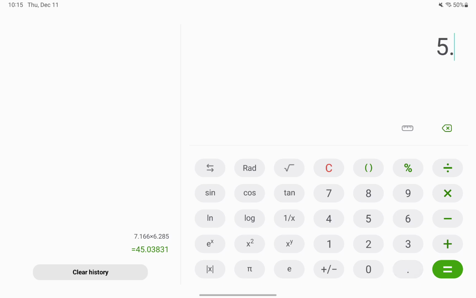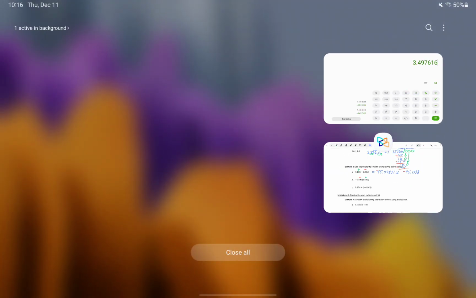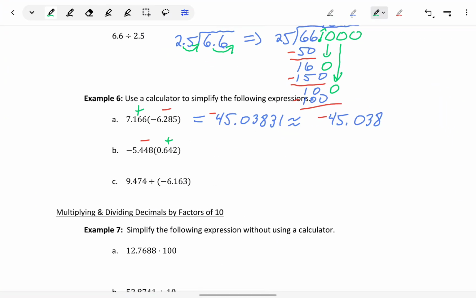So when we take 5.448 times 0.642, we get 3.497616. If we round that to 3 decimal places, that would be 3.498. And since we had a negative times a positive, we know that should be a negative 3.498.